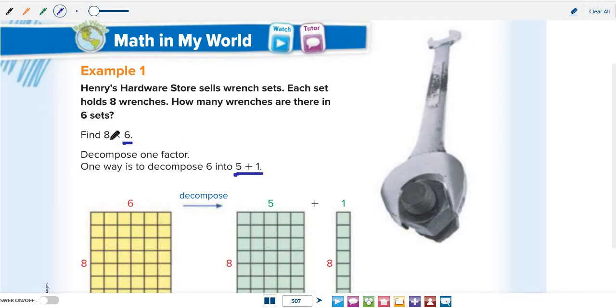When we would like to decompose a factor, it's a good idea to think if it's easy to multiply by these numbers. You know it's very easy to find the multiples of 5 and 1. It's much easier than finding the multiples, for example, of 3. So it's a good idea to decompose number 6 into 5 plus 1.